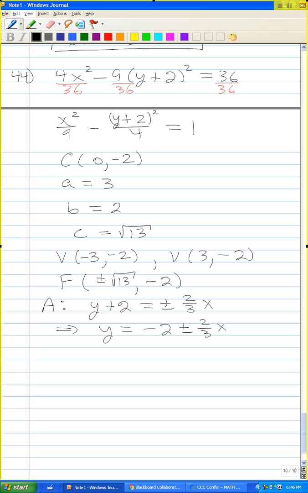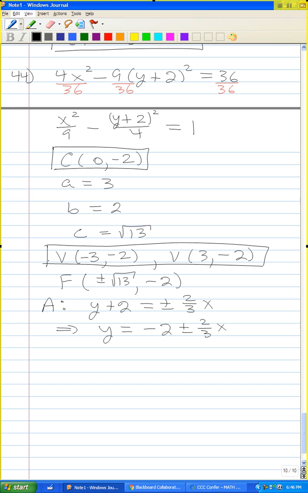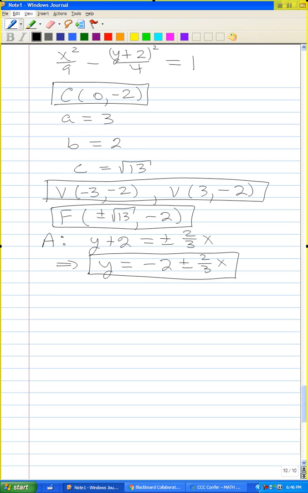Find the center. Done. Vertices. Done. Foci. Done. And asymptotes of the hyperbola. Done. And sketch the graph. So let's sketch the graph.